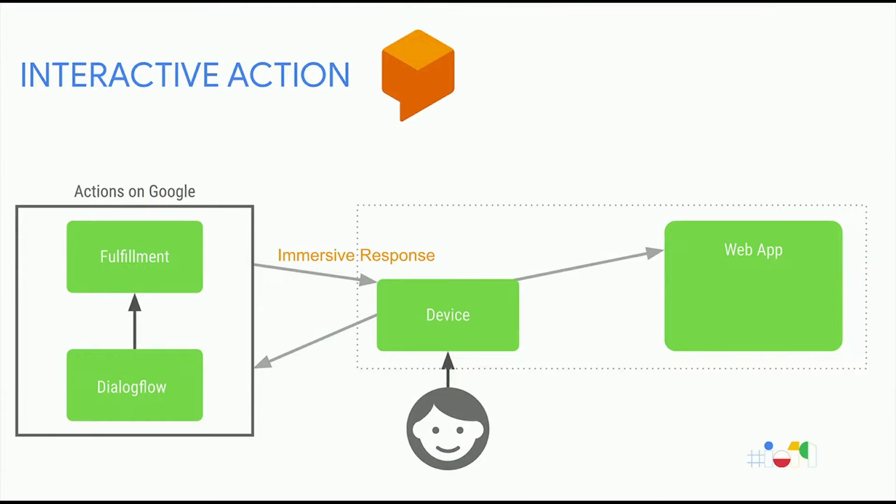So what is an interactive action, also implemented in Dialogflow? Well, you notice our diagram is very similar, but we have this new component. So again, let's look at the life cycle. The user talks to the device. That user input is passed on to Action on Google. Action on Google invokes Dialogflow. Dialogflow matches the intent based on that user phrase. It then invokes the associated fulfillment logic, and it provides a response. But now it provides a new kind of response, an immersive response. So it's similar to simple and rich, but it has some extra data in there.